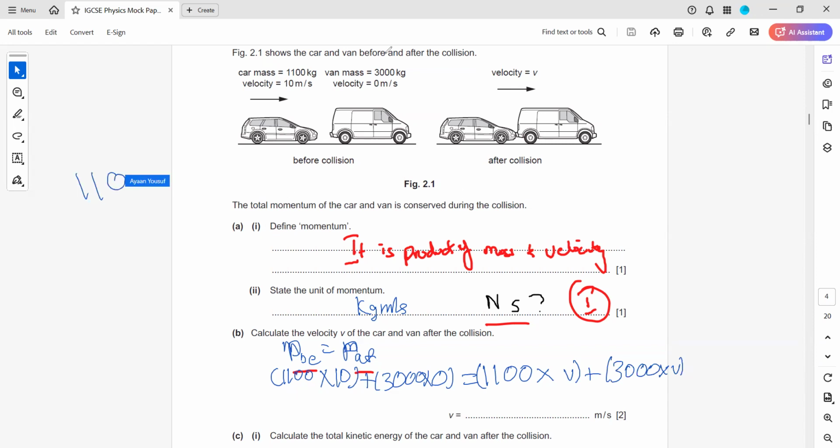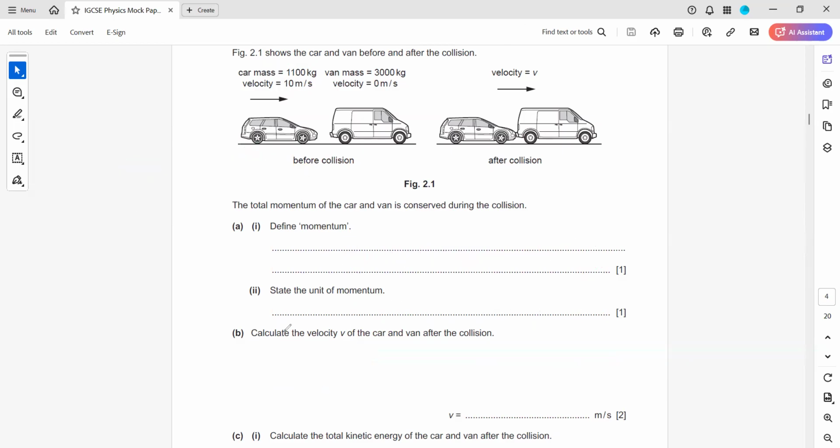Because the objects are colliding, the total momentum before should equal the total momentum after. So what is the momentum before? It is 1100 times 10. Momentum is not a quantity of the motion; you cannot say that. Here you have to use conservation of momentum. Momentum before should equal momentum after.